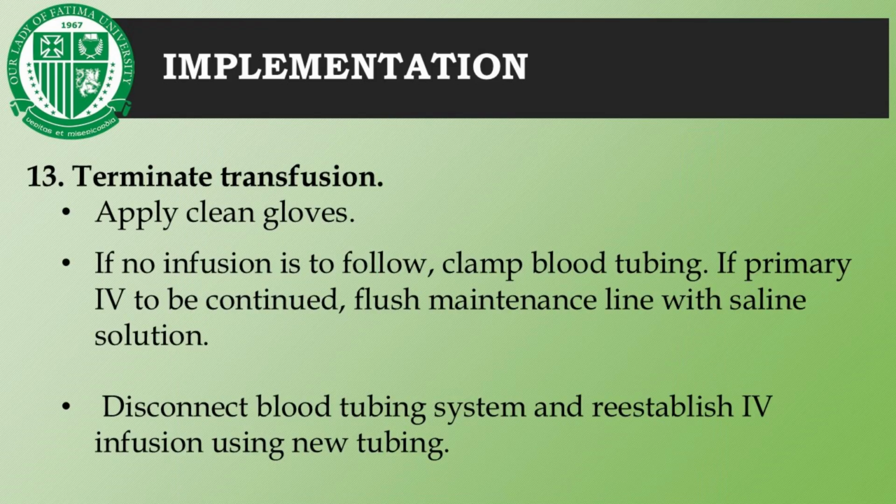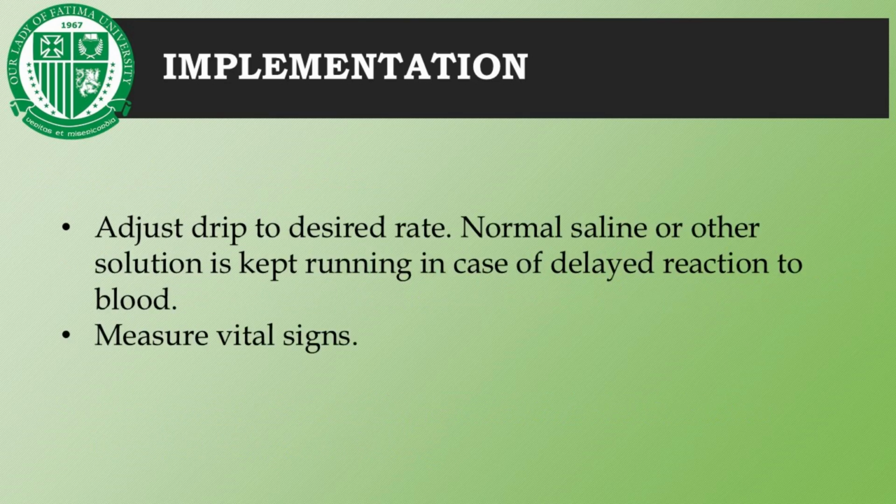Next is to terminate the transfusion. To do that, apply clean gloves first. If no infusion should be followed, clamp the blood tubing. If primary IV is to be continued, flush the maintenance line with saline solution. Disconnect the blood tubing system and re-establish IV infusion using new tubing. The nurse should adjust the drip to the desired rate. Normal saline or other solution should keep running in case of delayed reaction to blood. Then, do not forget to measure vital signs.